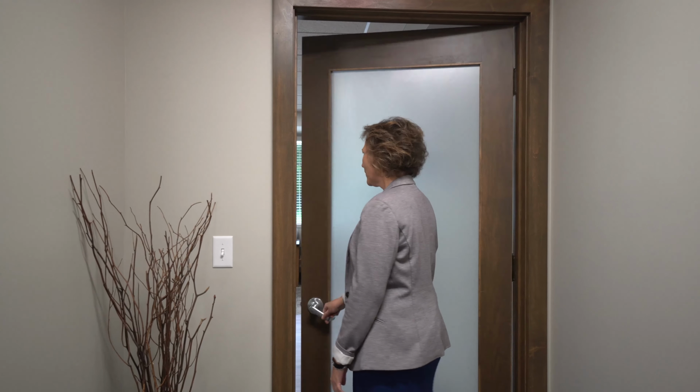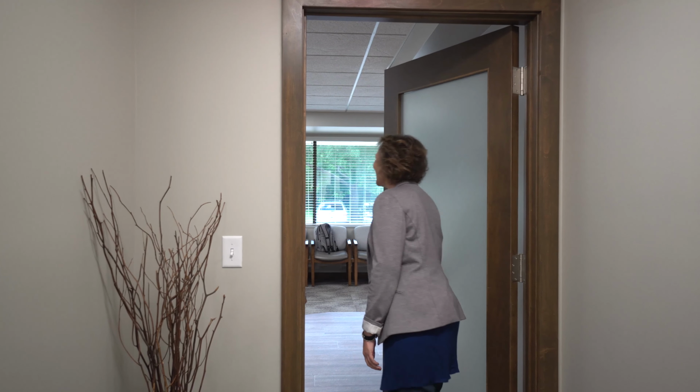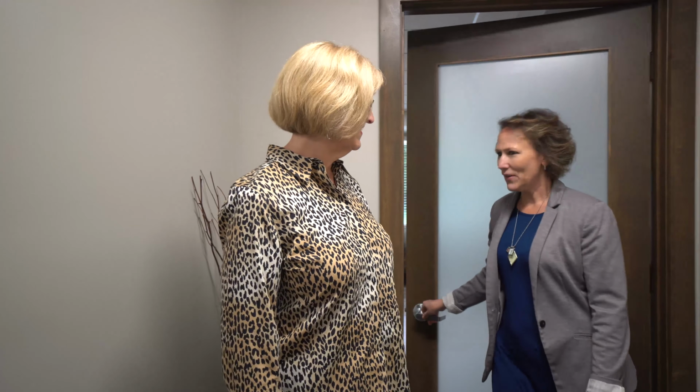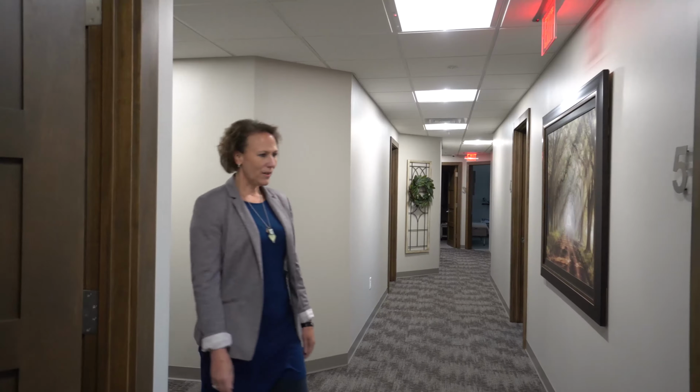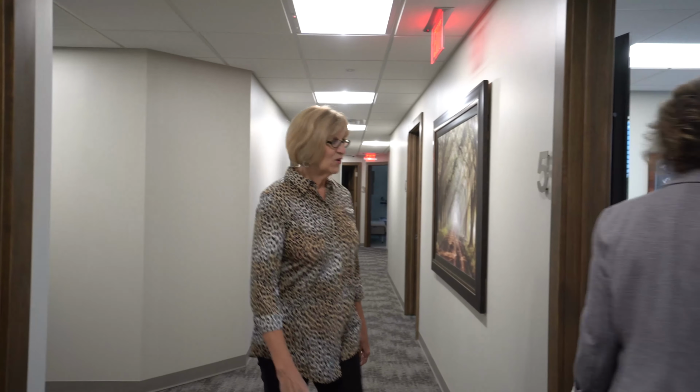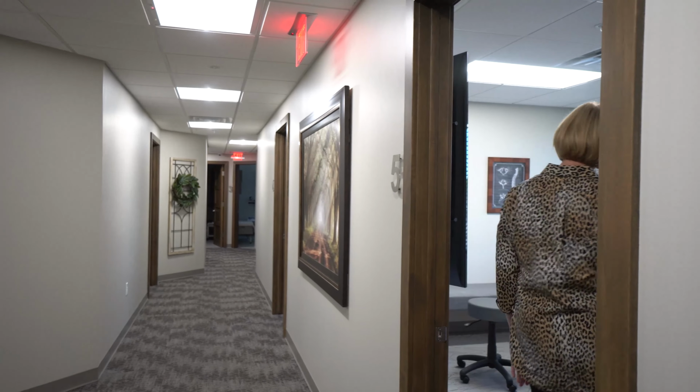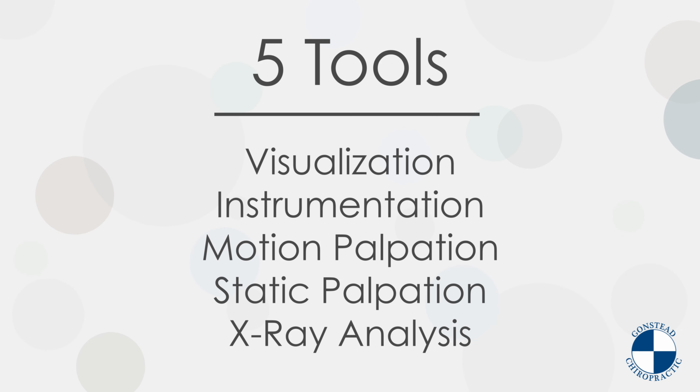Gonstead adjusting is a scientific approach of adjusting based on objective evidence obtained. What makes us different is the process we undertake to analyze a patient's problem and get to the actual root cause of it. In doing so, we see each patient as a separate spine with different influences on it, requiring care that is not one size fits all. We utilize 5 different tools in our evaluation process: visualization, instrumentation, motion and static palpation, and X-ray analysis.